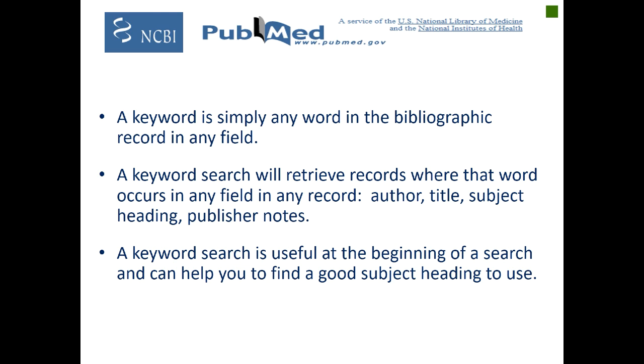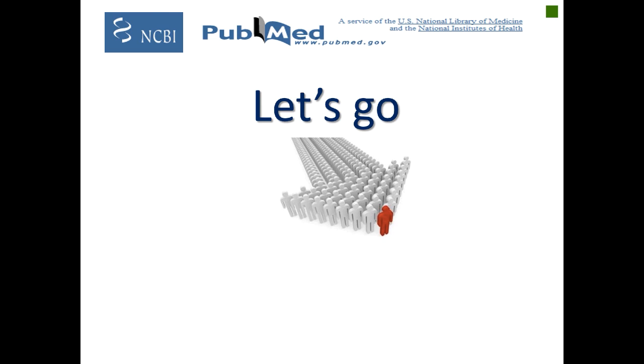However, a keyword search is useful at the beginning of the search and can help you to find a good subject heading to use. Let's start. Remember, you have three search terms, which are idiopathic thrombocytopenic purpura, steroids or methylprednisolone, and intravenous immunoglobulin. Start by using one search term and see the results and manipulate your search according to the results.